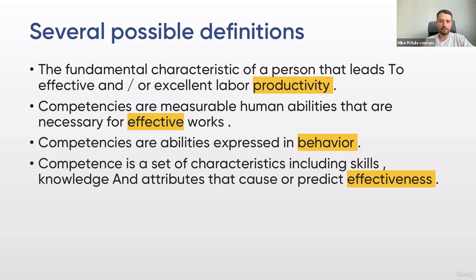Some say it's a certain characteristic of a person that allows them to work effectively. Some say it's a kind of human ability. Some say it's behavior, it's the abilities expressed through behaviors. Some say it's a combination of different characteristics which results in productive work. All definitions boil down to the fact that competencies are something that affects a person's performance. That's one thing. And many agree that competencies are mostly about human behavior.